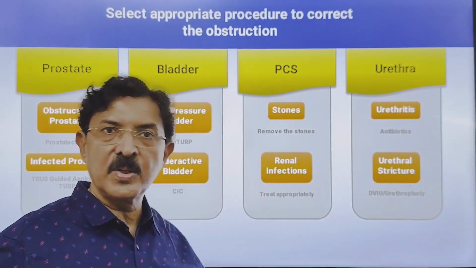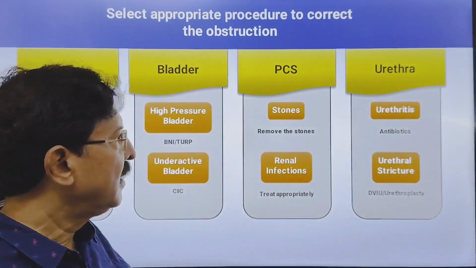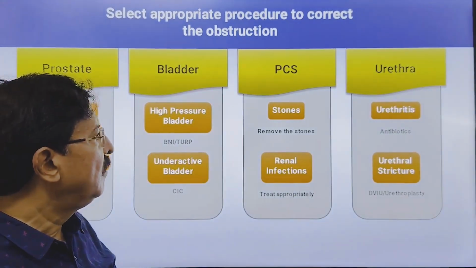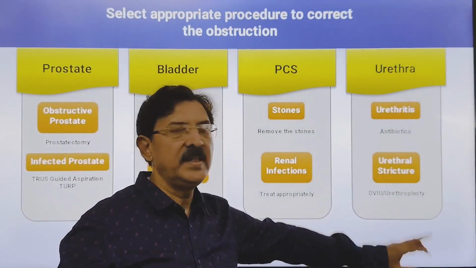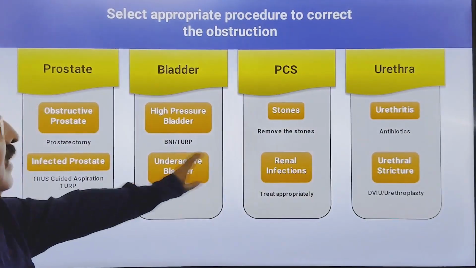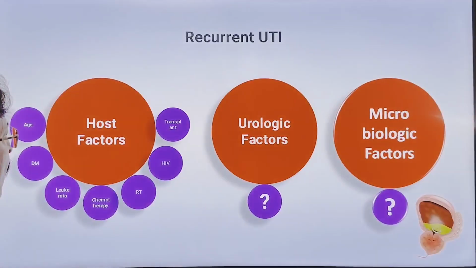If it is urethra, urethritis sometimes responds to long courses of those antibiotics which are referred to, clindamycin, doxycycline. Sometimes intraurethral application of antibiotics also works. But if it is stricture, you need either a DVIU or a urethroplasty. So the site will require proper addressal. So much for urologic factors.